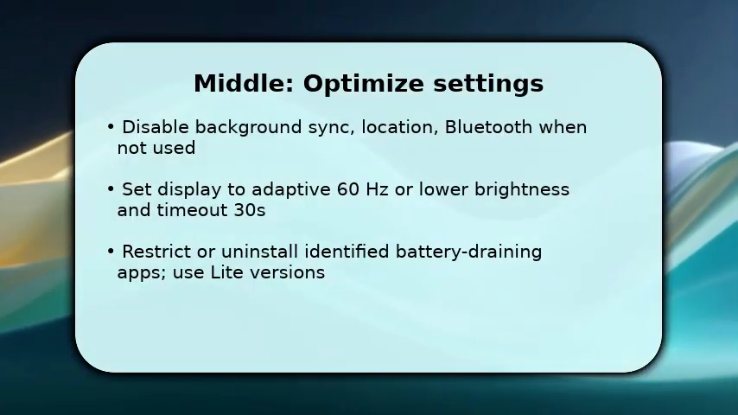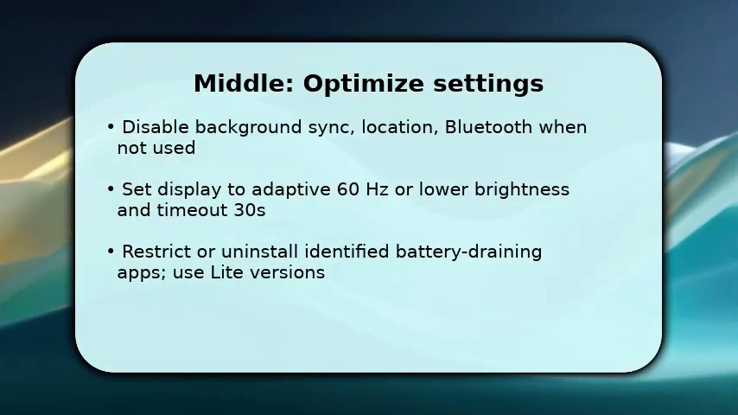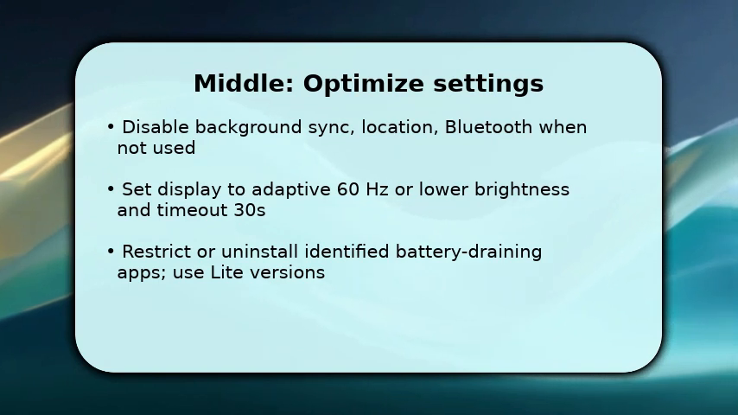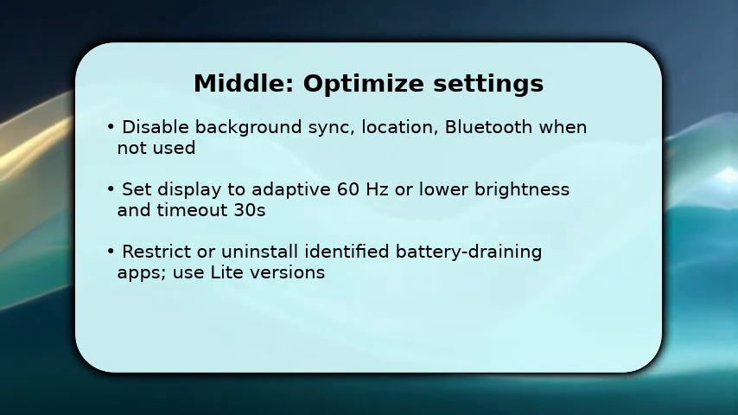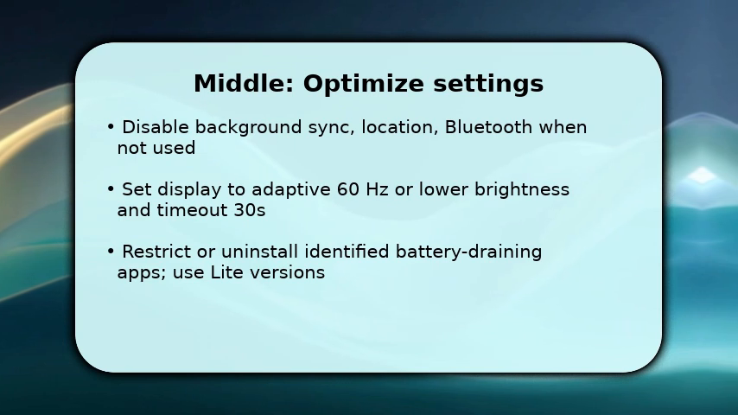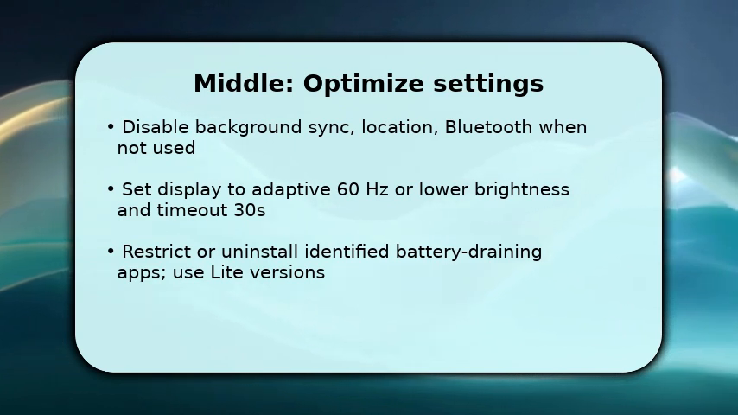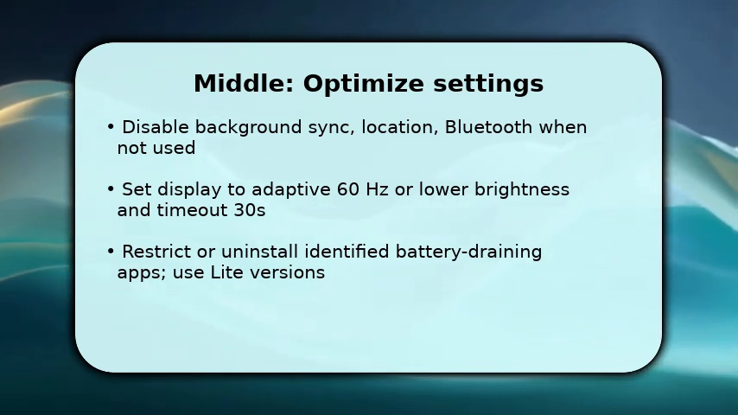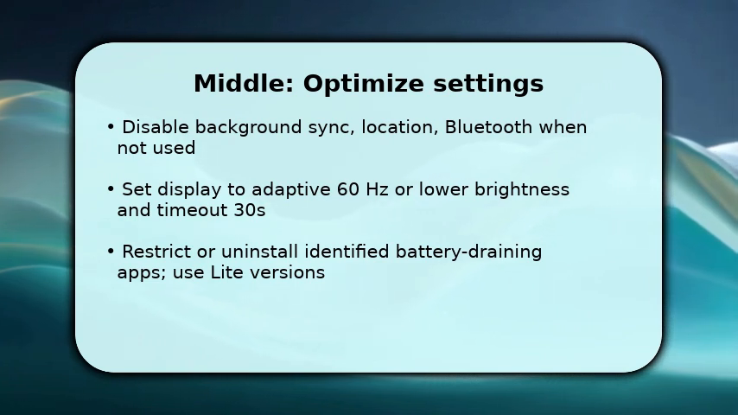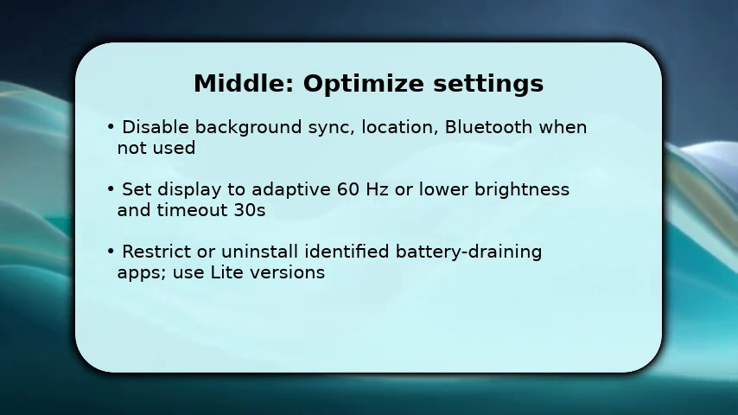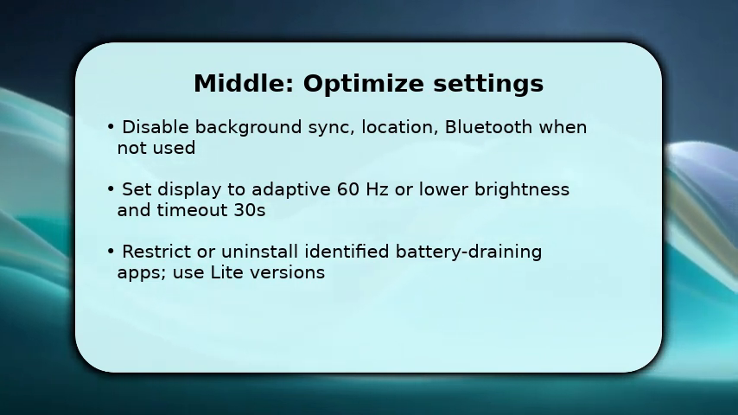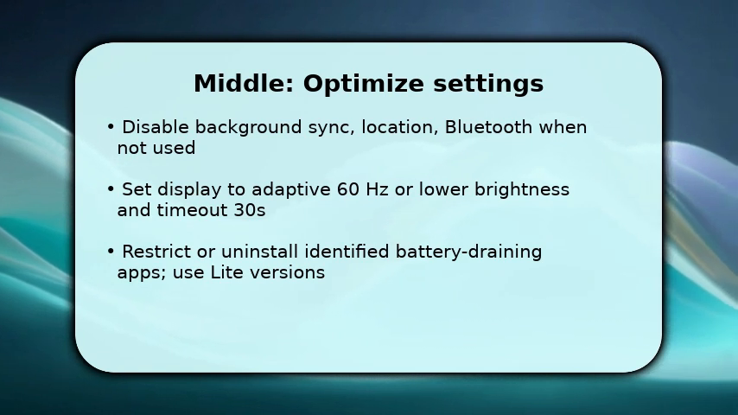Now you optimize the device. Turn off background sync for non-essential accounts and disable location and Bluetooth when idle, because continual polling consumes CPU and radio time. Next, reduce the display impact by switching to 60Hz or the lowest refresh available and lower brightness with a 30-second screen timeout. The screen is usually the biggest drain.